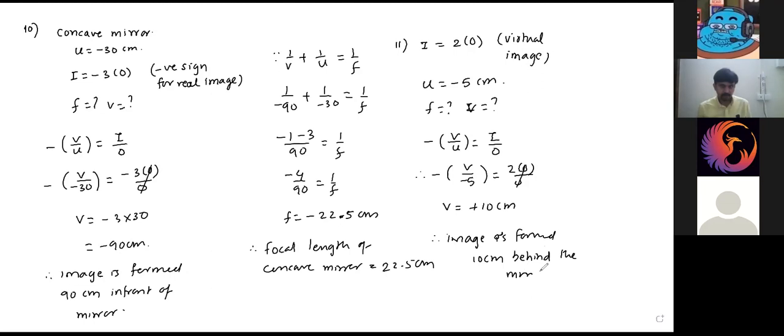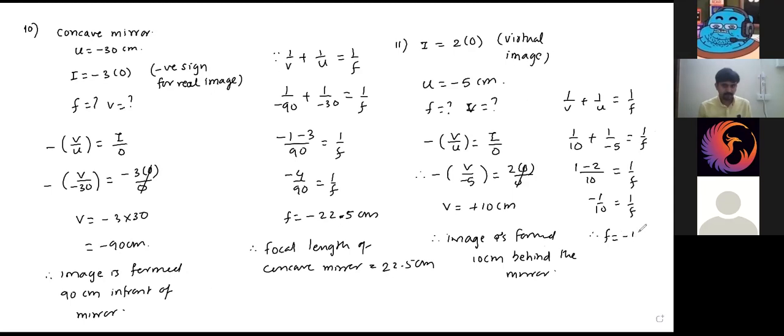तो इसमें हम लोग को फोकल लेंथ निकालना है. So 1 by v plus 1 by u is 1 by f. 1 by 10 plus 1 by -5 is 1 by f. This is 10. 1 minus 2 is 1 by f. Minus 1 by 10 is 1 by f. F is equal to -10 centimeter. ठीक है? This is the next copy.